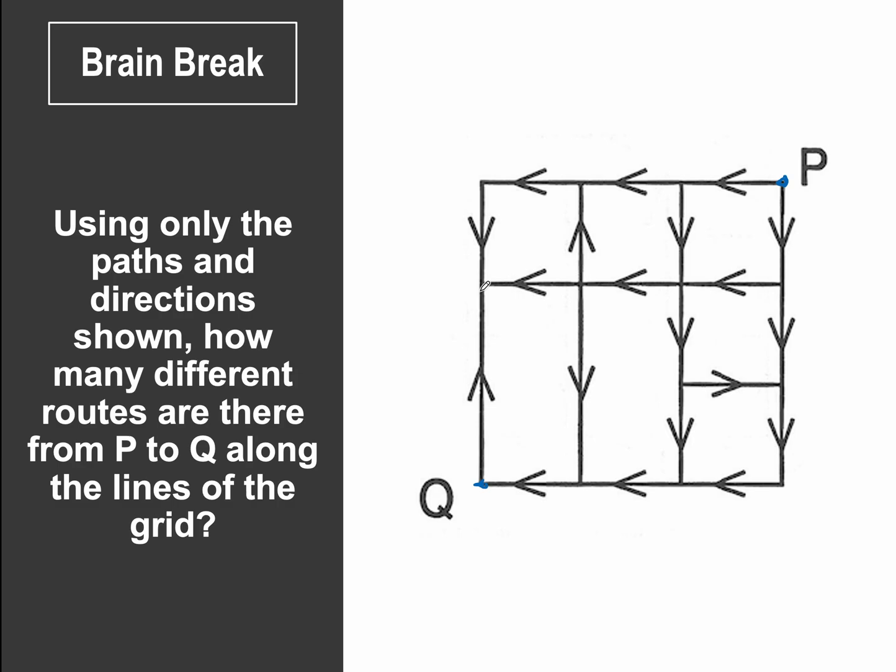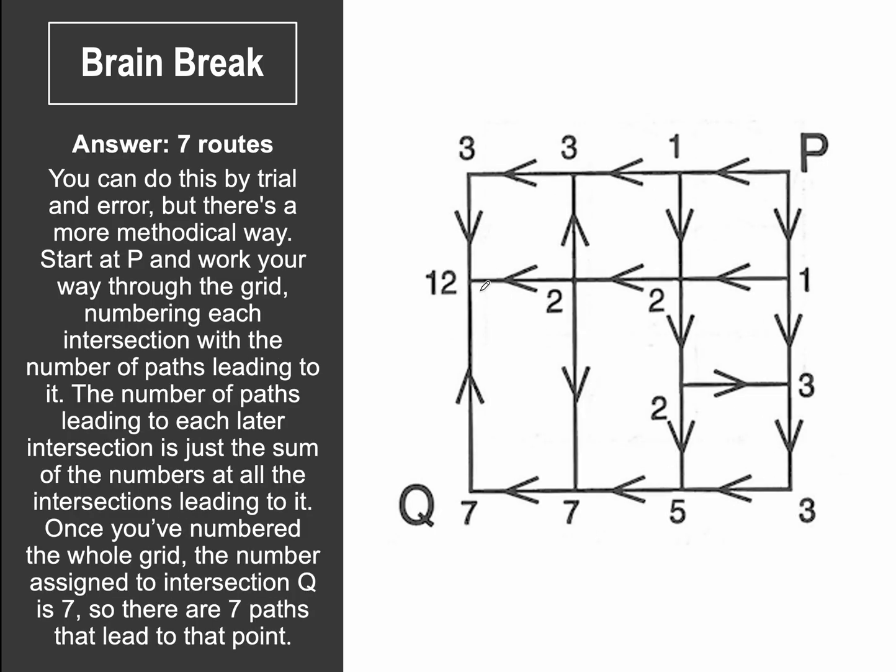All right, 3, 2, 1. Here's the answer. There are 7 routes. And you might say, whoa, you could do it by trial and error, but you can also do it more methodically. You can figure out the number of possible paths you can take to get to that particular junction. And you'll discover there are 7 paths, for example, to get down to this point here.